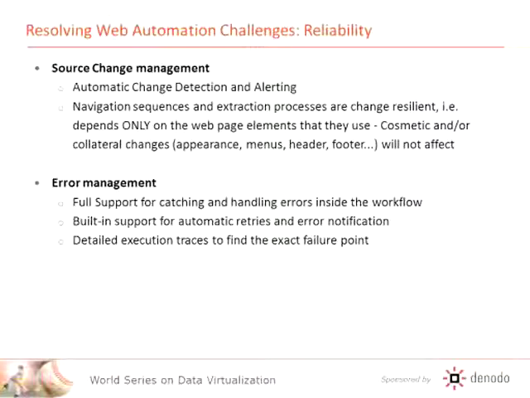Denodo also has built-in support for automatic retries and error notification. When an unexpected error occurs, the execution trace can be used to find the point of failure. All these features play an important role in giving users the confidence in the web automation process.